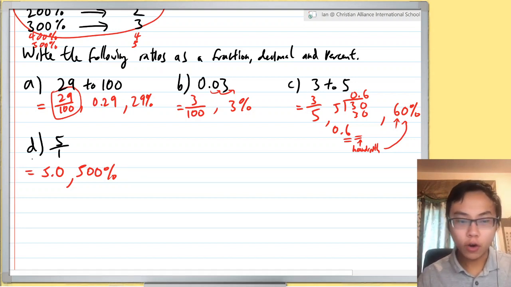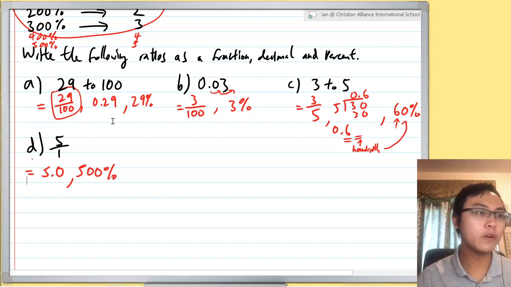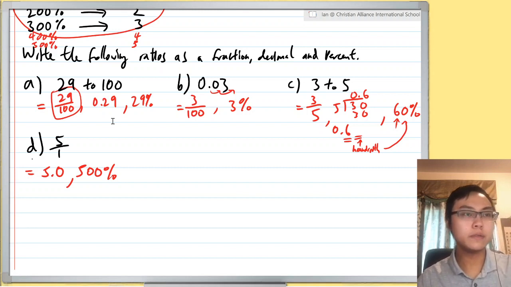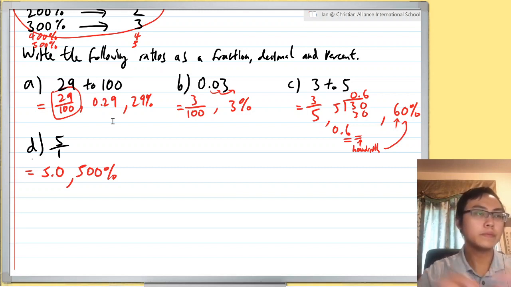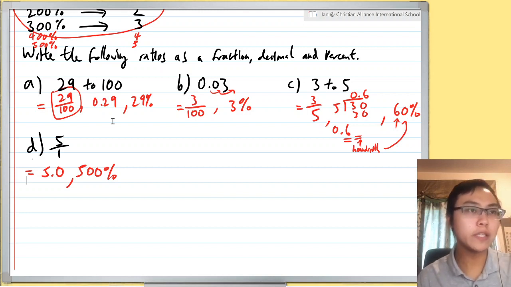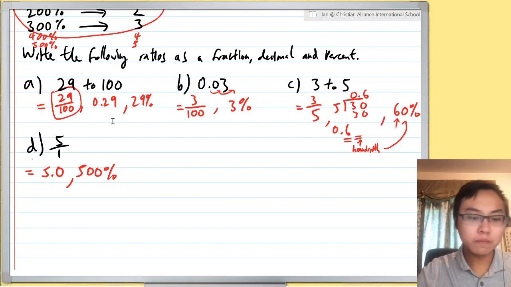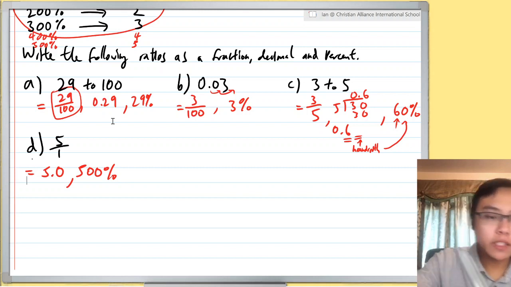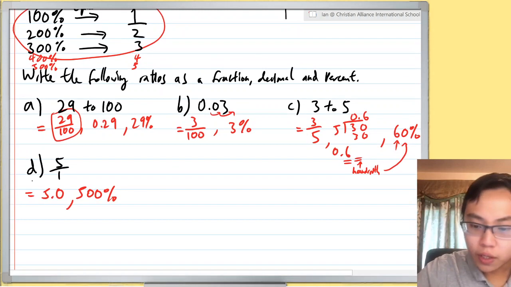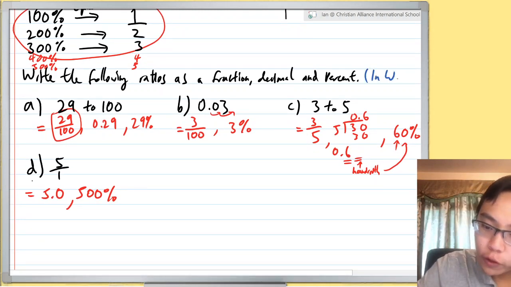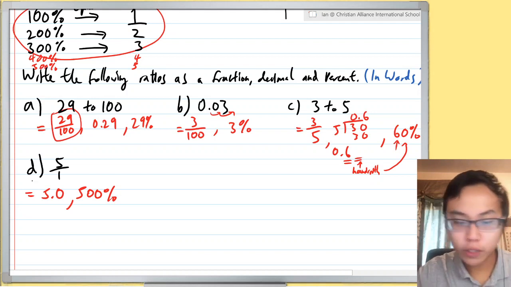So for homework, let me give you your homework now. Oh, I missed one thing. We need to write these in words, right? So what is the meaning of in words? In words means how many hundreds. So let me quickly write down in words in blue, next to percent, because I forgot to mention it. So in words, what does that mean?